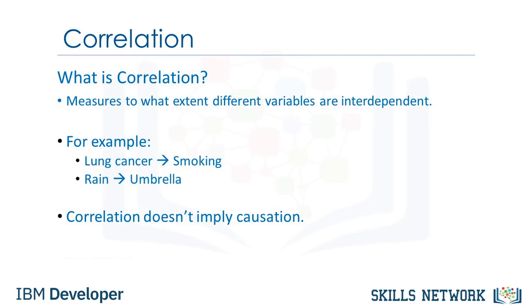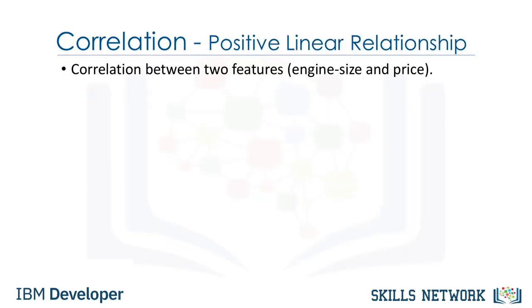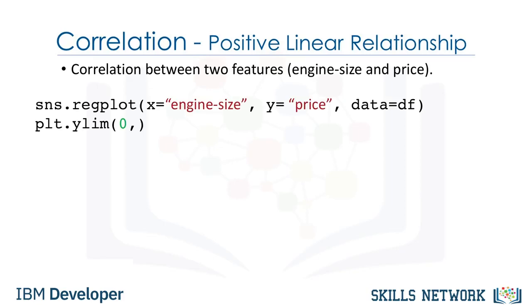In fact, we can say that umbrella and rain are correlated, but we would not have enough information to say whether the umbrella caused the rain or the rain caused the umbrella. In data science, we usually deal more with correlation. Let's look at the correlation between engine size and price. This time we'll visualize these two variables using a scatter plot and an added linear line called a regression line, which indicates the relationship between the two.